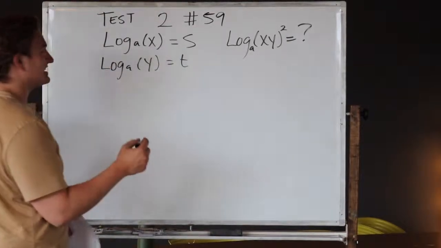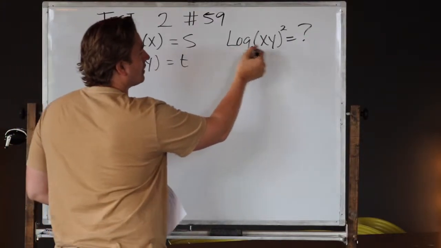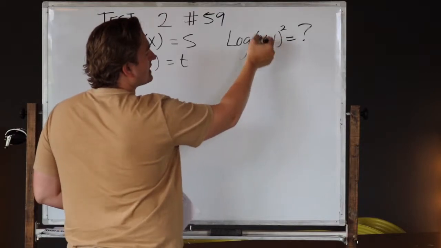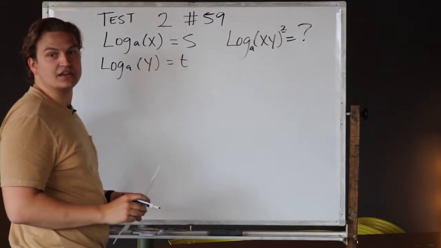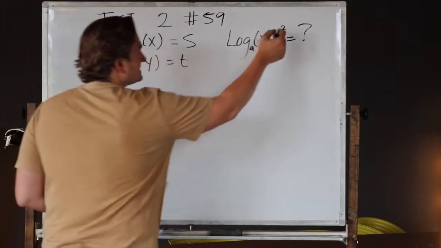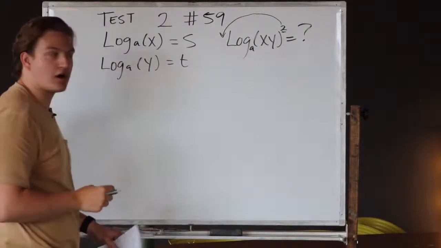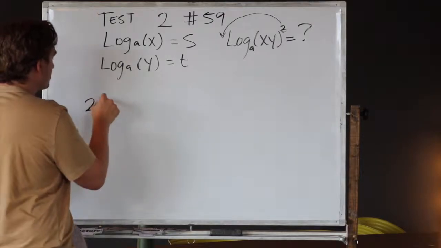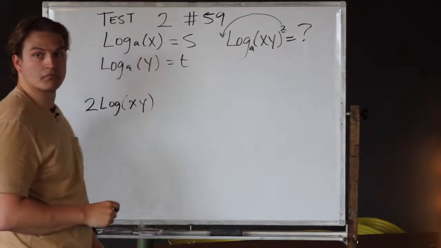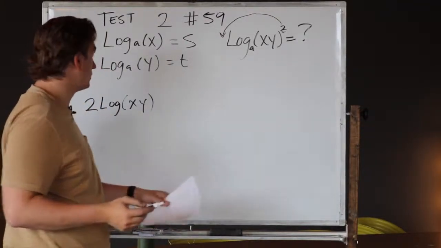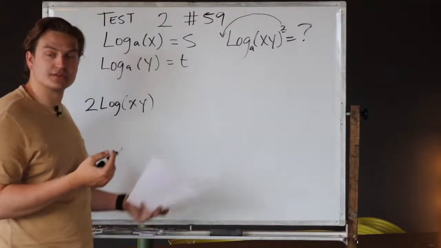Here we go. This is one rule of logarithms. If you have a log, and the thing you're taking the log of has an exponent, there's something you can do. You can take this exponent and make it the coefficient of the logarithm. So this is the same thing as 2 times the log of xy. That's one rule. Again, if you didn't know that rule, you have no idea. So we have to know the rules of logarithms in order to get this question right.